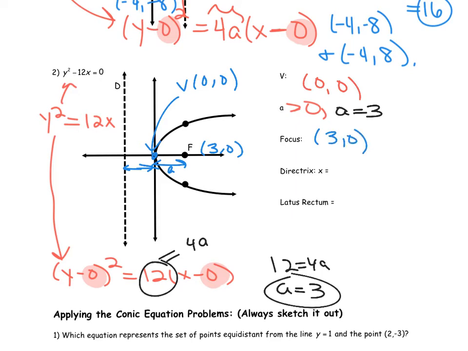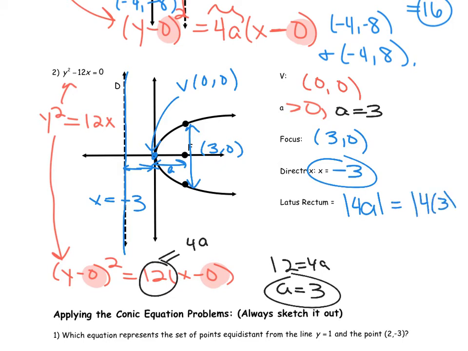And then the directrix, we're moving in the opposite direction. So that's x equals -3. Remember, it's that vertical line, x equals -3. The formula for the latus rectum, remember, is from the endpoints, with the midpoint being the focus, we take the endpoints in the parabola. So we have the absolute value of 4a, which is the absolute value of 4 times 3, and that's 12.